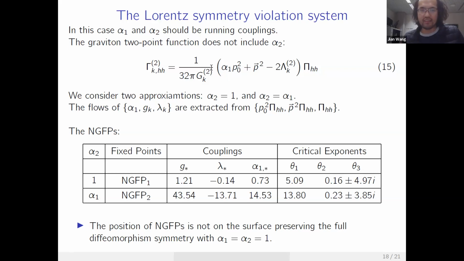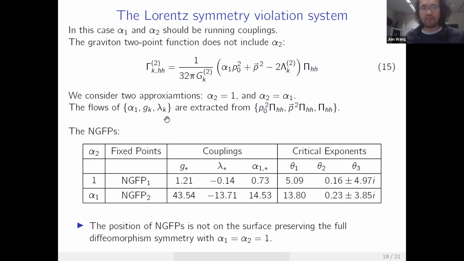If we just stay in this projection, in principle, the running of alpha 2 can be extracted from other two-point functions. For example, it can be extracted from the trace part of the two-point function. But we will not consider that in this talk. So in this talk, we only consider two approximations, where we set alpha 2 to be 1 and where we identify alpha 2 to be alpha 1.